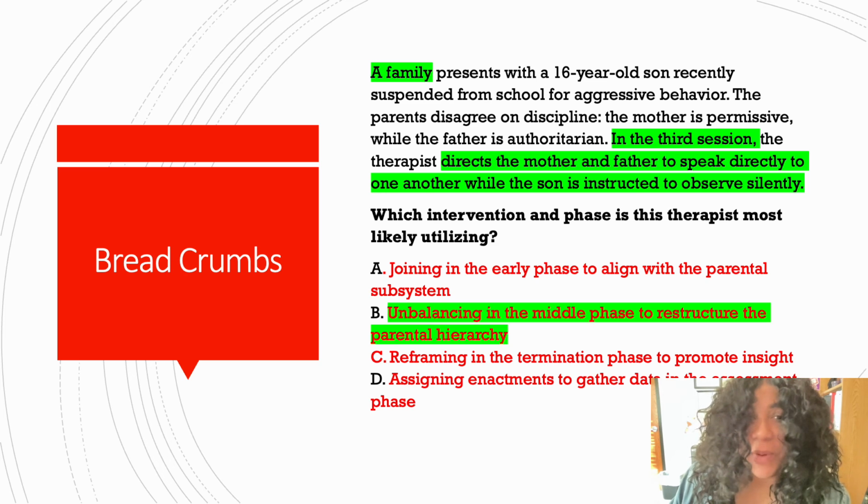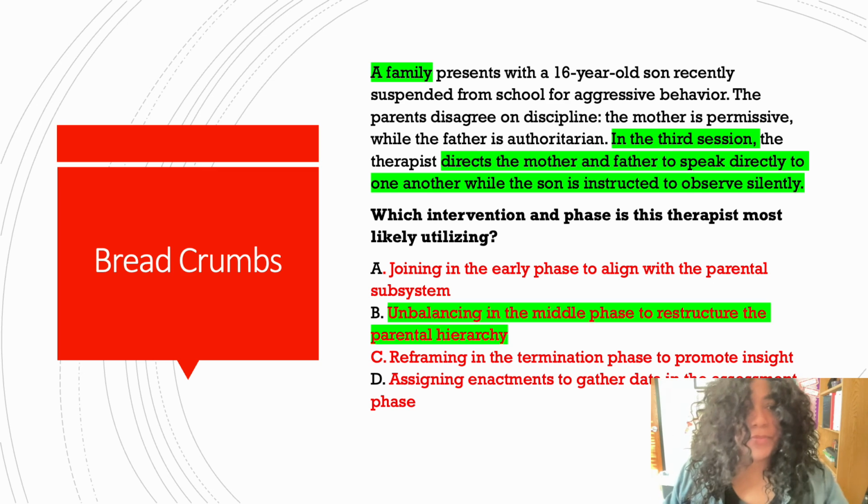Third session, directs the mother and father to speak directly to one another while the son is instructed to observe silently. What intervention and phase is the therapist most likely utilizing? A says joining in the early phase. No, we're in the third session already, so joining is out, and plus they have them doing some role playing or whatever it is that they're doing, so that's definitely not going to be happening in the early phase, right? C says reframing in the termination phase to promote insight. Nope, nothing about termination is going on because they're still working on what? Trying to reposition the hierarchies.